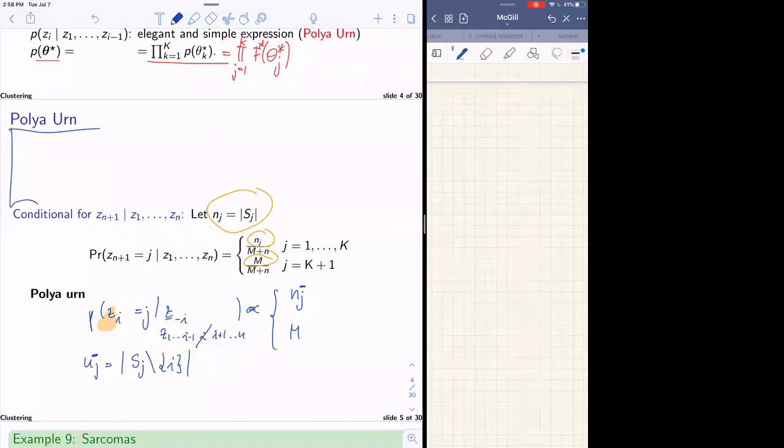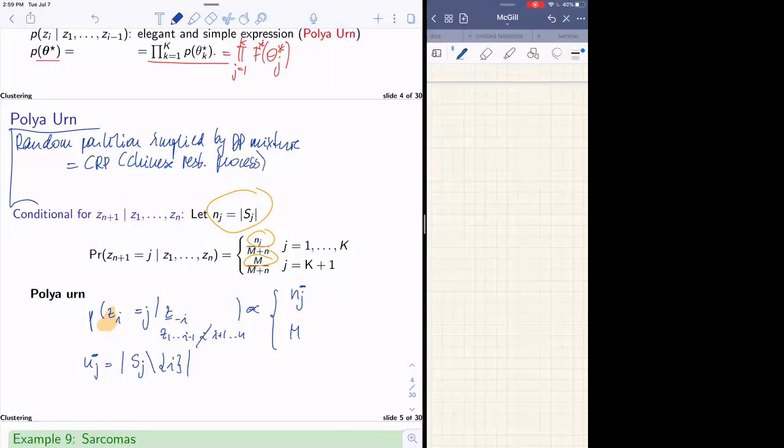So if you just use the random partition implied by the Dirichlet process mixture, just the random partition by itself without the random probability measure, it has a separate name. It's also known as the Chinese restaurant process, or also known as the Pólya urn, for the reason that's on the bottom of the slide.